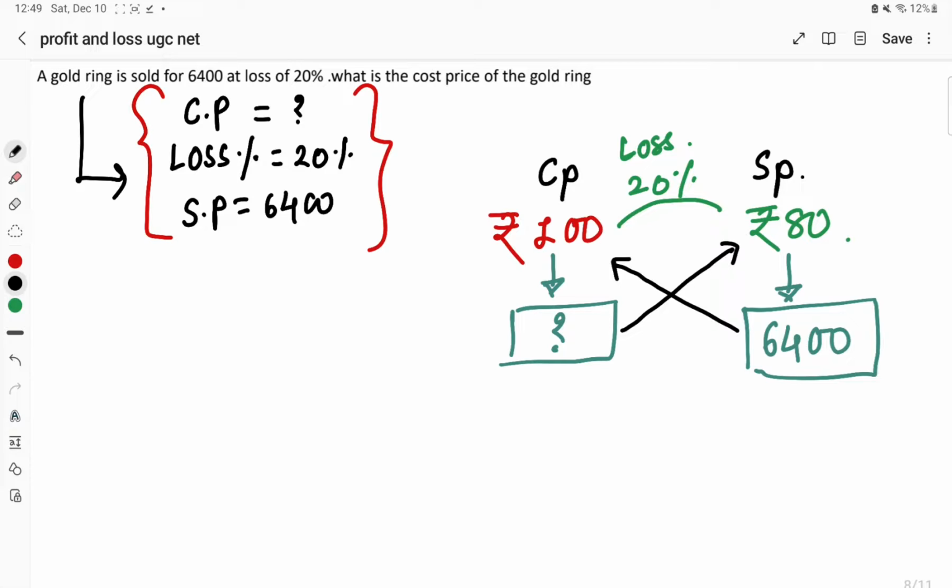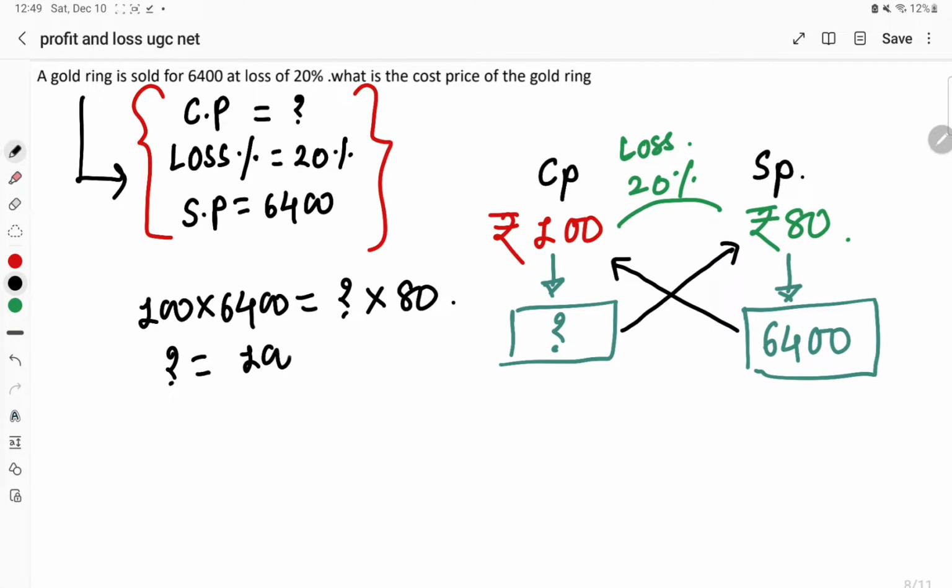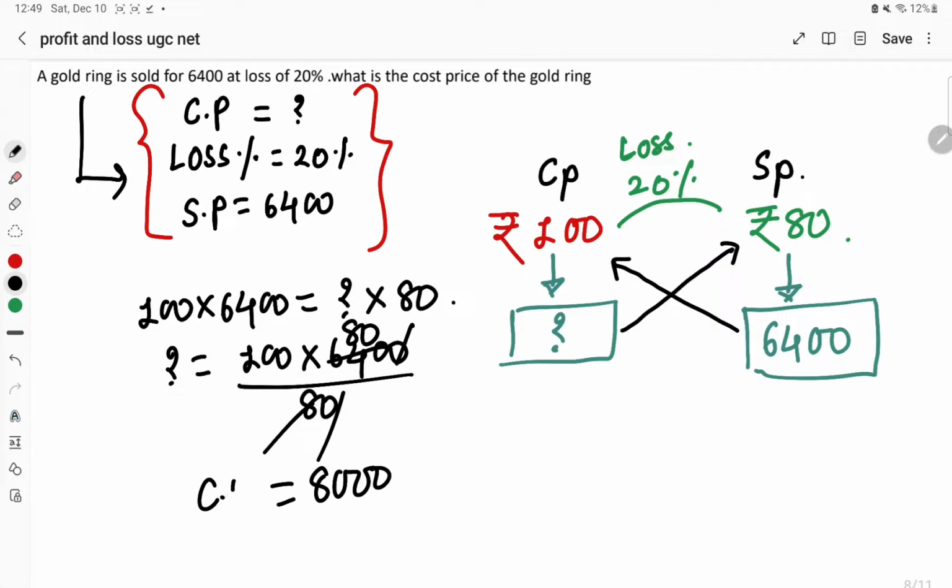And next you have to perform the cross multiplication. 100 into 6,400 is equal to question mark, that is the cost price that we have to find out, into 80. So question mark is equal to 100 into 6,400 upon 80. The zeros get cancelled, 8 8s are 64. It means 8,000 rupees is the cost price. This is how we use the shortcut method.